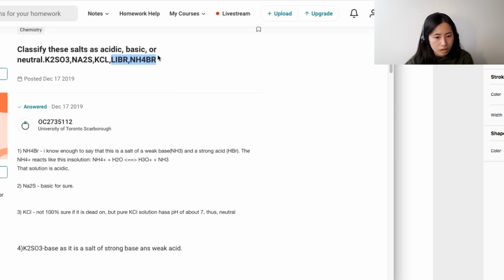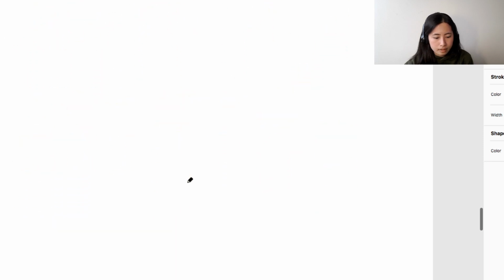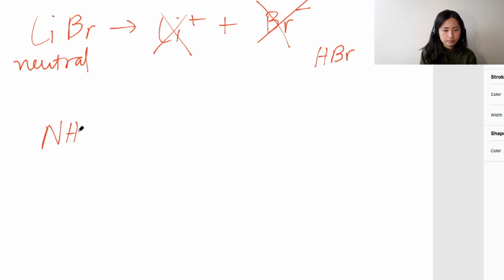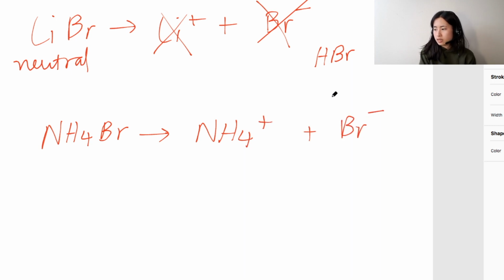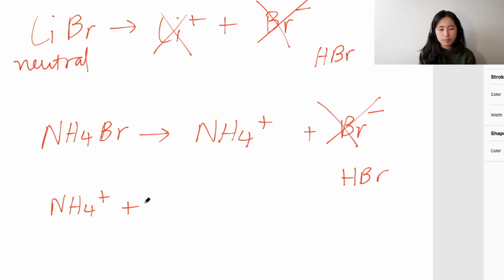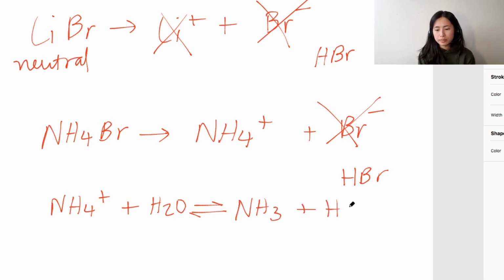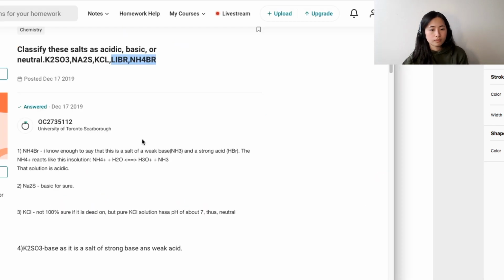Okay, so we have NH4Br. So that means this will dissociate into NH4 plus and Br minus, right? So Br minus is part of HBr. That's why this is not going to hydrolyze, right? Because we know that HBr is a strong acid and this anion is a part of a strong acid. Therefore, it will not hydrolyze. However, if we look at NH4 plus, in the presence of water, and under equilibrium conditions, this is going to turn into NH3 plus H3O plus. Therefore, we know that NH4 plus ammonium is acidic. Therefore, NH4Br is acidic. Yeah, so it's acidic. And the way they presented the equation is right, so that's fine.